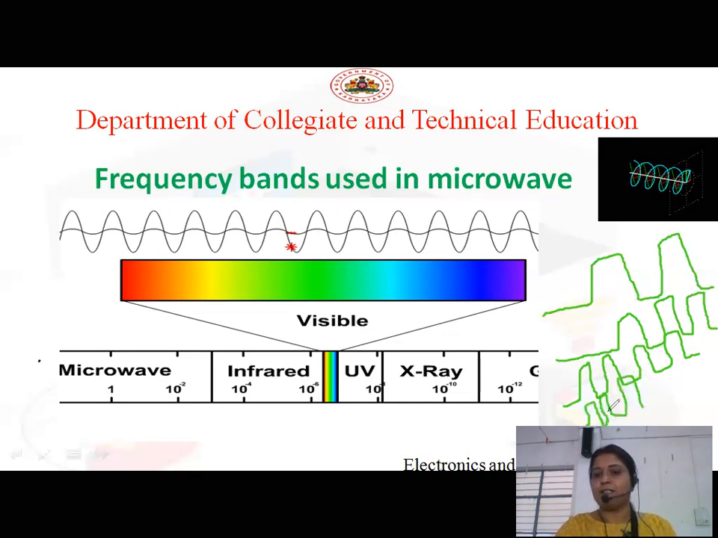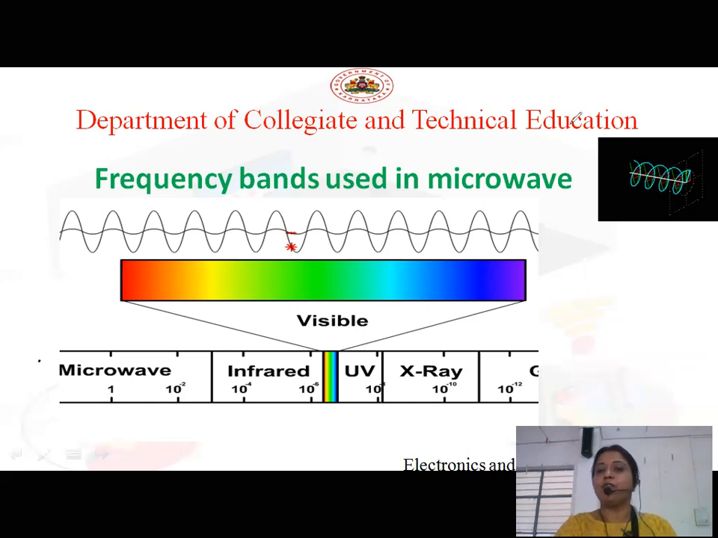Among all these signals, which is having the highest frequency? The last one is the highest frequency, which means it has a very minute, very small time period. Micro means small, correct? Therefore, we get a small waveform, a small duration of time. Therefore, these signals are called microwaves, because the frequency is high.